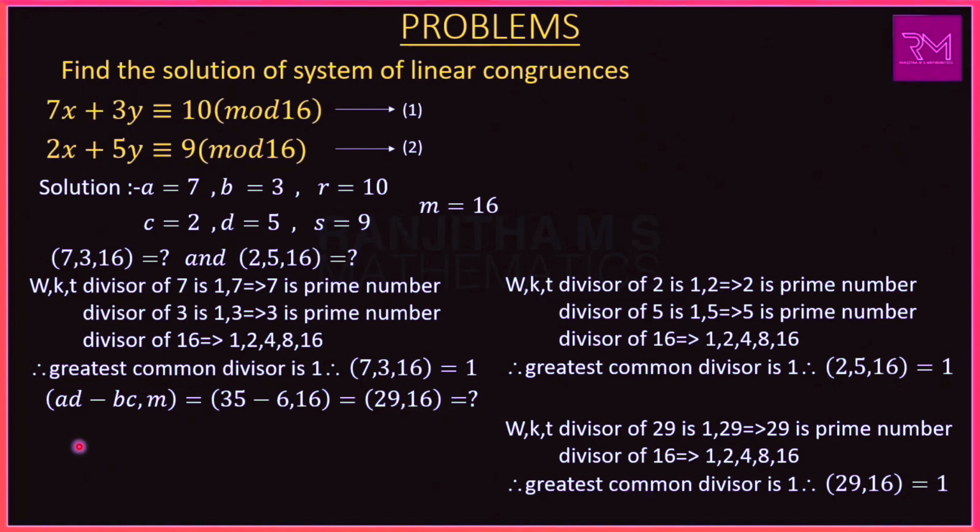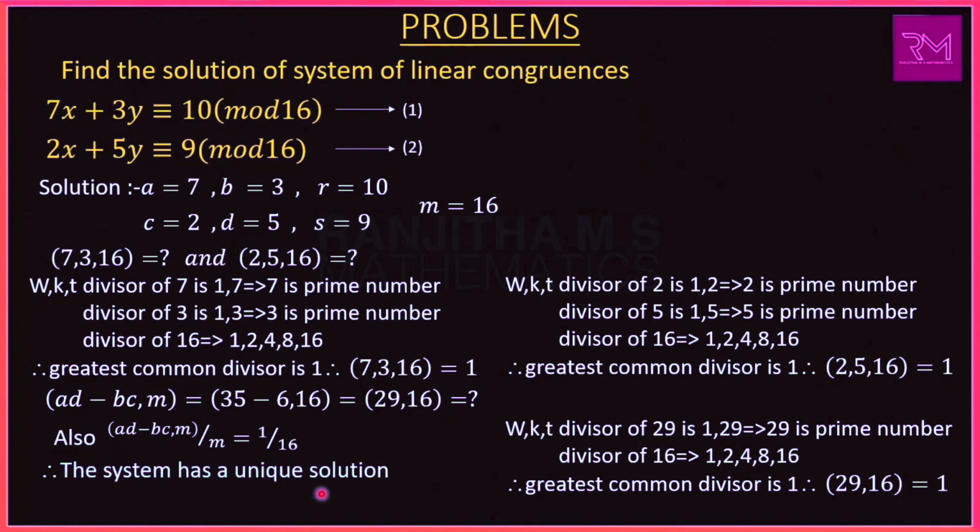Again, you have to verify the condition: the GCD value, that is GCD of AD minus BC comma M, divides the value M. Obviously this value is 1, and obviously 1 divides M. Here small m is 16. 1 divides 16 holds. Therefore we can conclude that the system has a unique solution.